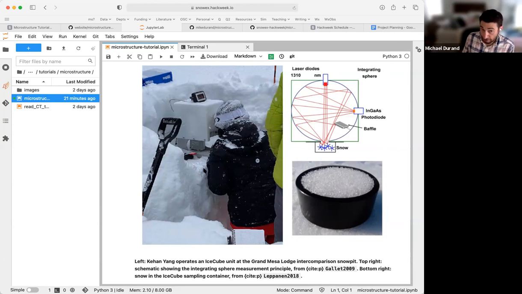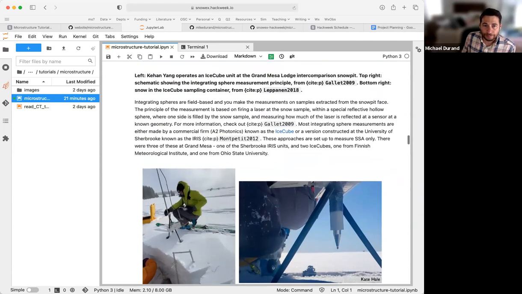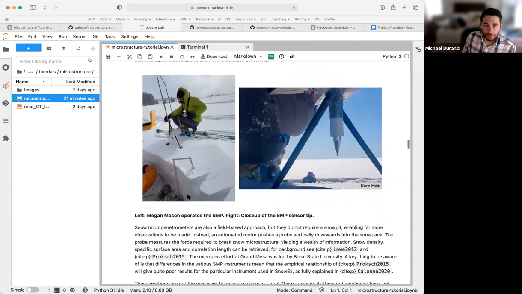So we had 3 different instruments actually out there. This was our ice cube. Then there was another ice cube unit, and ice cube is a commercial version of this sold by A2 Photonics. And there's also a sort of homemade one by the University of Sherbrooke that was out there as well. So there's some more background on that.